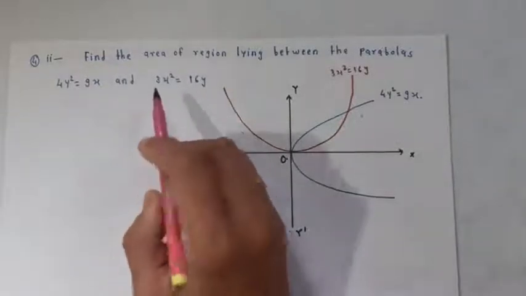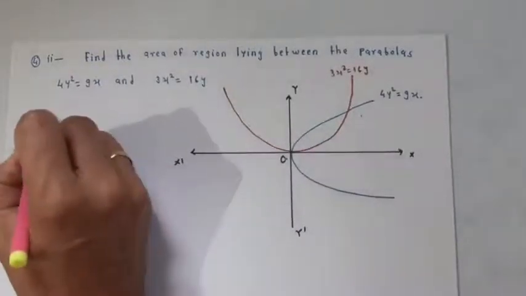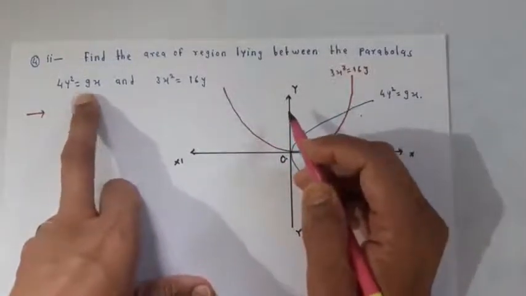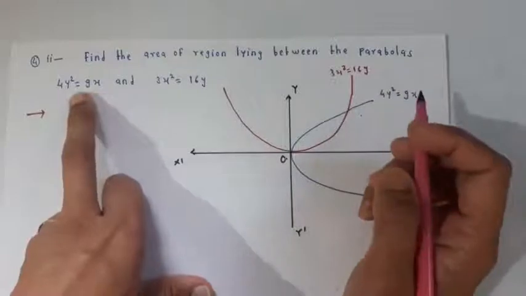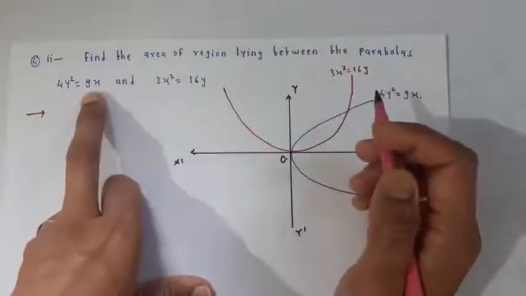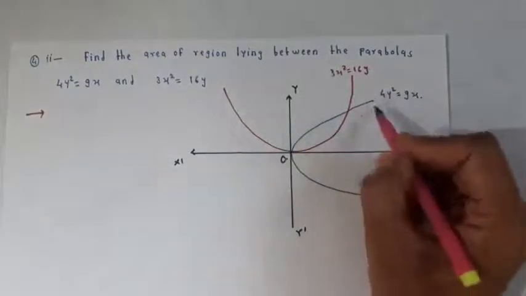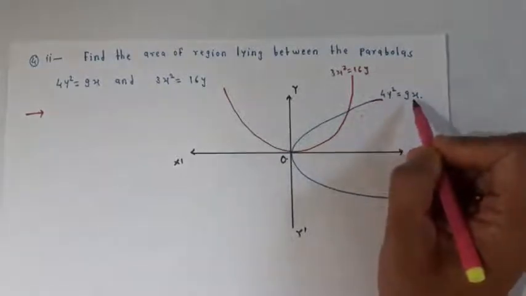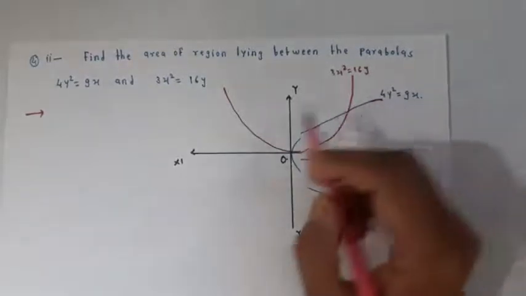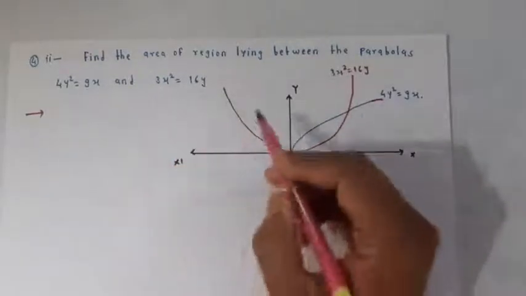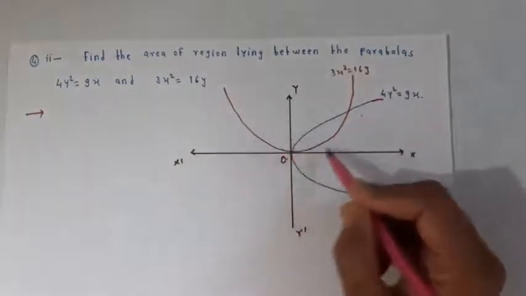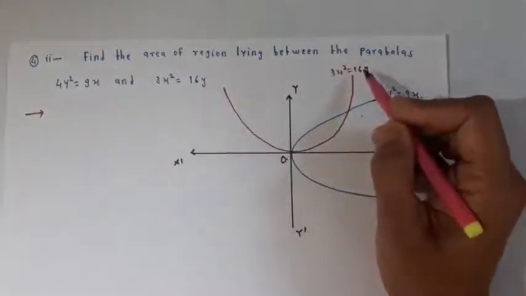For this, first draw the diagram. This is the parabola 4y square equal to 9x, which is a parabola along the x-axis. And the other parabola is 3x square equal to 16y, which is a parabola along the positive y-axis.